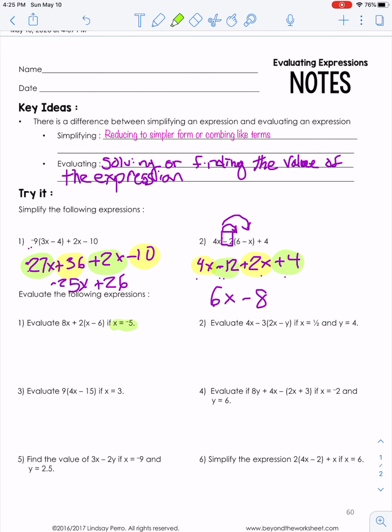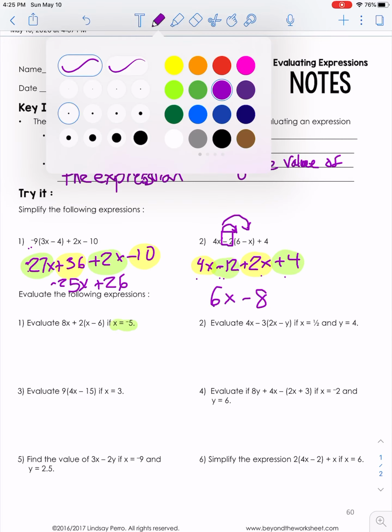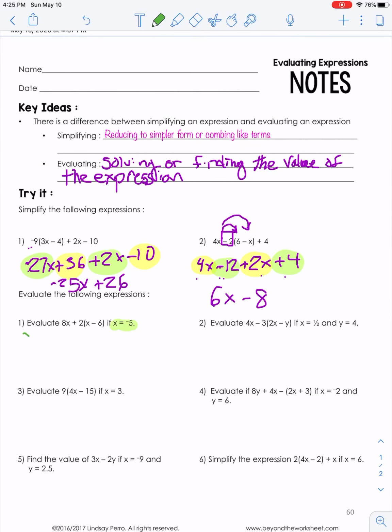So our new expression would be 8x. So x becomes negative 5. And remember, since the two numbers are right next to each other, that means to multiply. So we're going to have 8 times negative 5 plus 2 parentheses. Now we have another x, so we're going to substitute in that negative 5. Negative 5 minus 6.